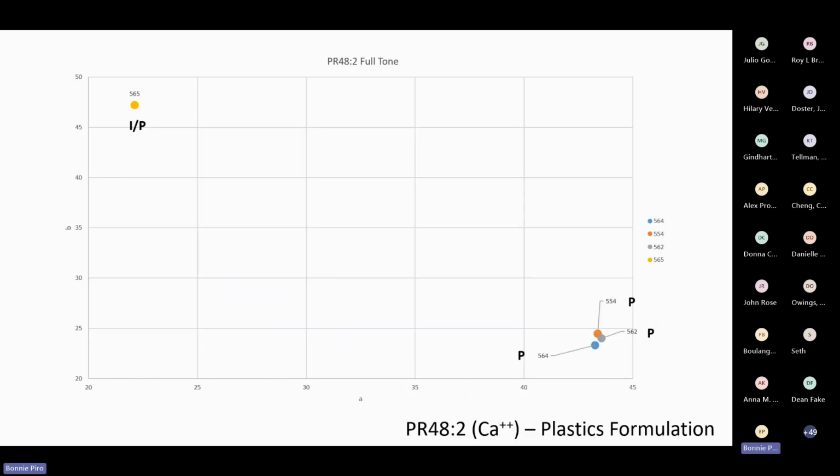So here's full tone. Again, this is all 48.2 in the plastics formulation. We have 4 products in this evaluation that we're taking a look at. So 4 different physical products for application areas, each made a little differently. In this particular case, we see this particular product, the 565, which is developed for both an ink and a plastics formulation, looks to have a very different full tone color. It's much more yellow in color space versus the other 3 over here.